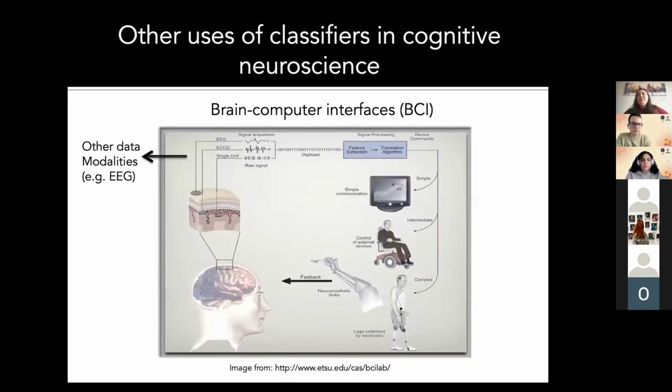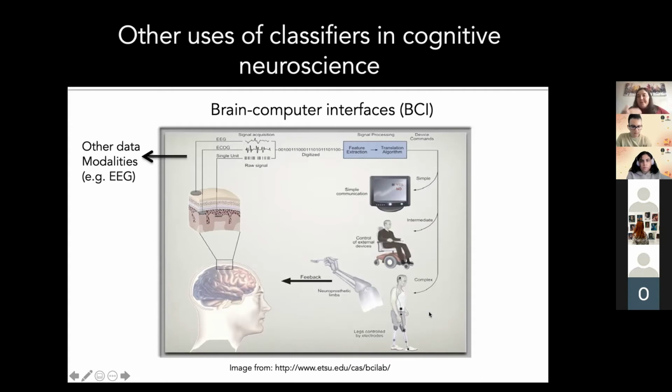But of course, machine learning classifiers are not only used with fMRI data, they are also used with other imaging modalities, for example EEG. In one of the applied domains, brain-computer interfaces, people can use these classifiers to train on EEG data and test on EEG data, and then even control a device. It can be a wheelchair, for example, or a robotic arm or robotic limb.